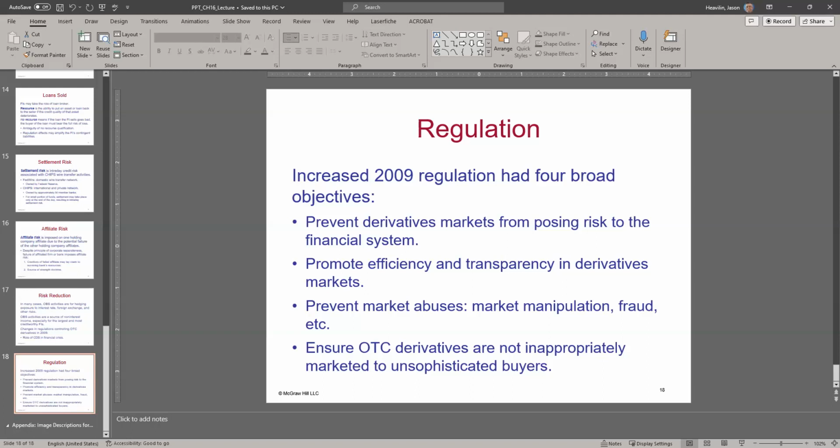Another word used in finance instead of unsophisticated is naive investors. But the point is, people who are not very familiar with what they do, they don't want them to be preyed upon by the sellers of these items.